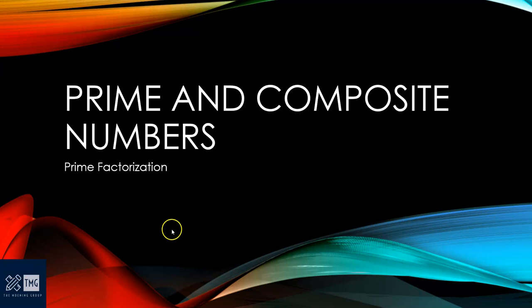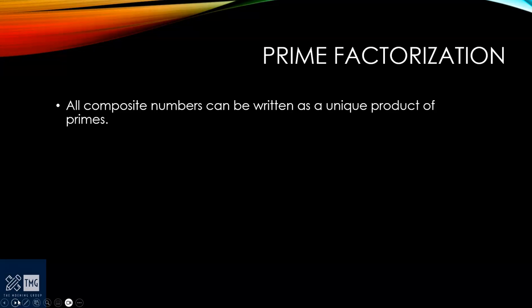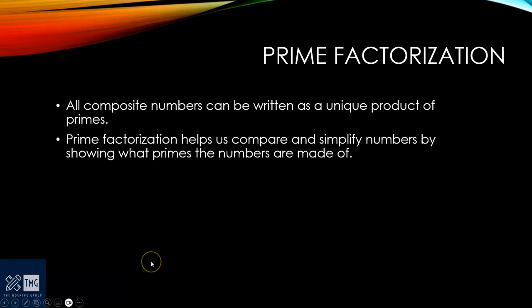Prime and composite numbers, let's talk prime factorization. Now, all composite numbers can be written as a unique product of primes, meaning we can take prime numbers, multiply them together, and we will get a composite number. So prime factorization helps us compare numbers because we can break down any composite number into its prime factorization.